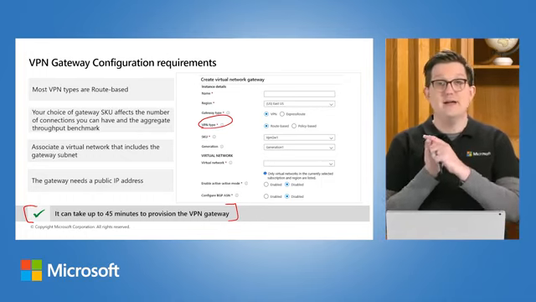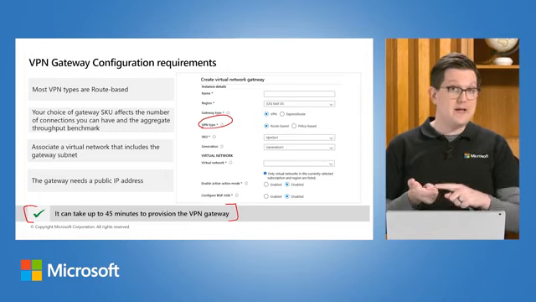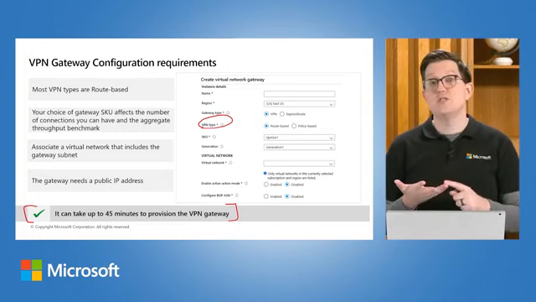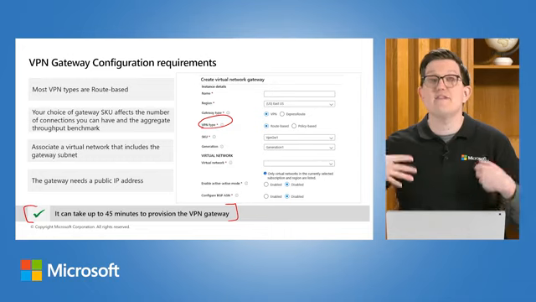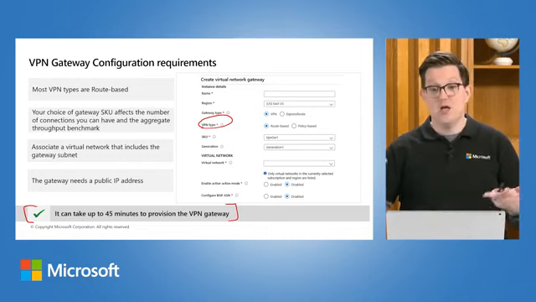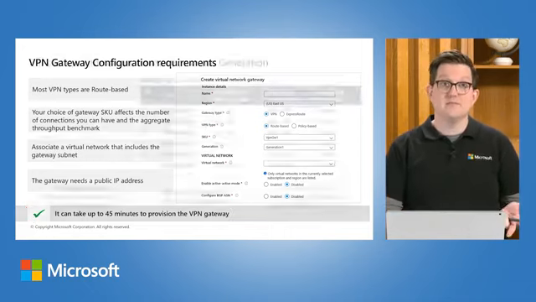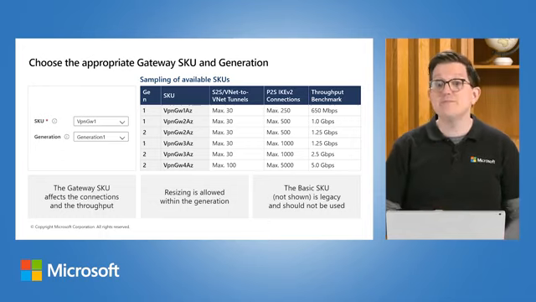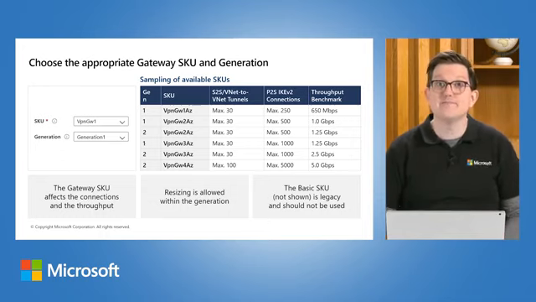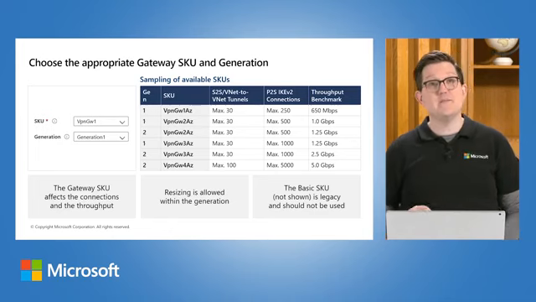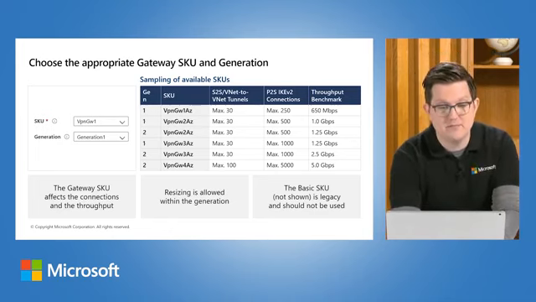Alright, we have our gateway with a public IP landed in a subnet, which is in the region that we wish to have connected across. What's left? Well, there was that SKU and generation. How fast do you want to go? Generation is the big thing to really think about here.